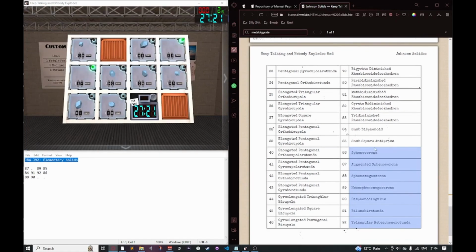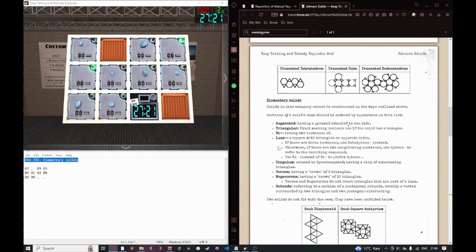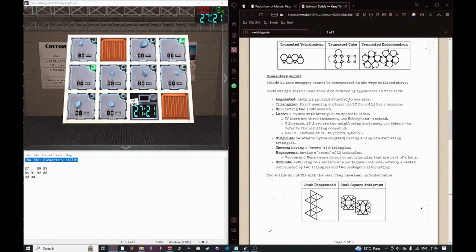Then we go on to the coronas. So we will quickly look at some definitions. In the elementary solids category, we have augmented, which is when a pyramid is attached to a side. Triangular, which is when a solid has a hexagon. This will make more sense later. Bi is when we have two instances of something, as before. I will skip over lunar for now. I'll skip the cingulum. For a corona, we have a crown of 8 triangles.